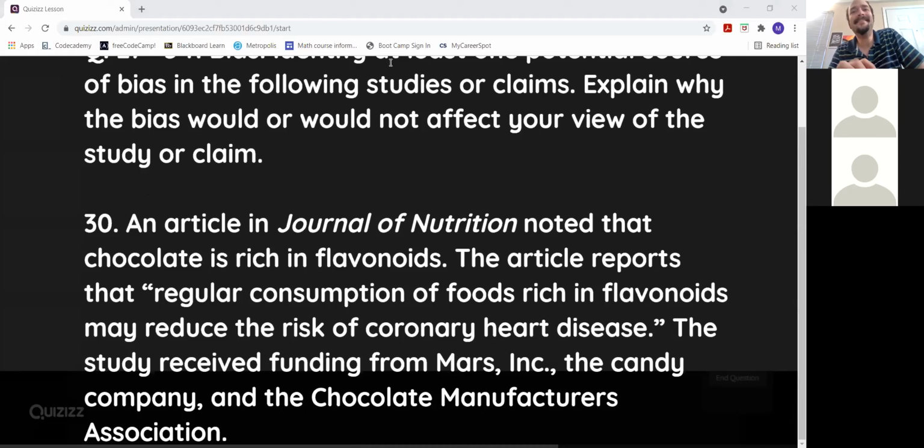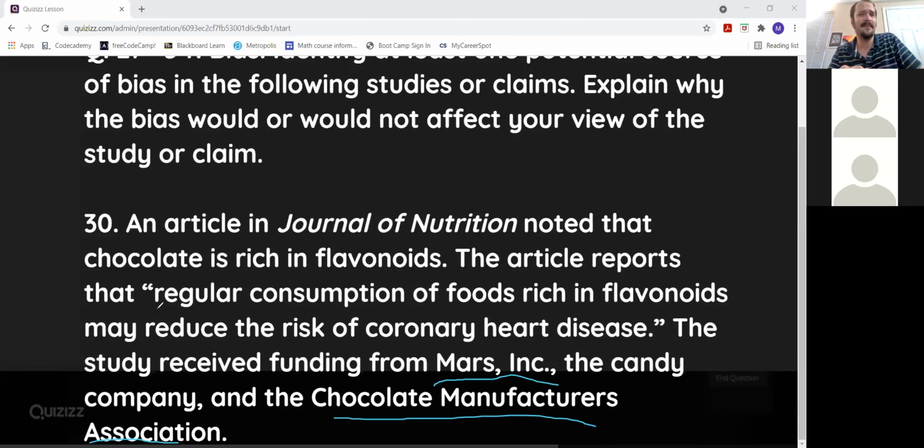There's bias in the source. Yeah, it's the people, right? This is coming from the people that make the chocolate, and they're telling you chocolate's good for you. What possible reason could they have for lying? Right? Definitely got a profit motive there. It's probably true that chocolate is rich in flavonoids. Regular consumption of foods rich in flavonoids may reduce the risk of coronary heart disease.